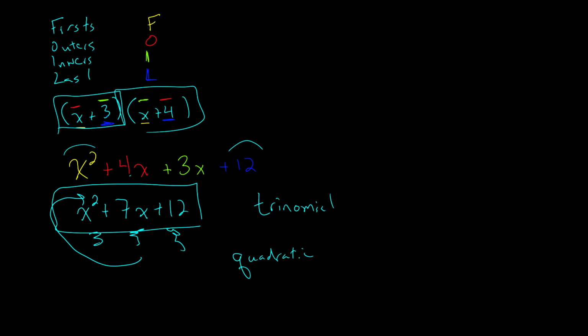Let's do another one. I will color code it slightly differently. So we have 3x plus 4 is one of our binomials. And we're going to multiply it by 5x minus 3. So I'll do my firsts. 3x times 5x, well, 3 times 5 is 15. And x times x is x squared. So my firsts give me 15x squared.